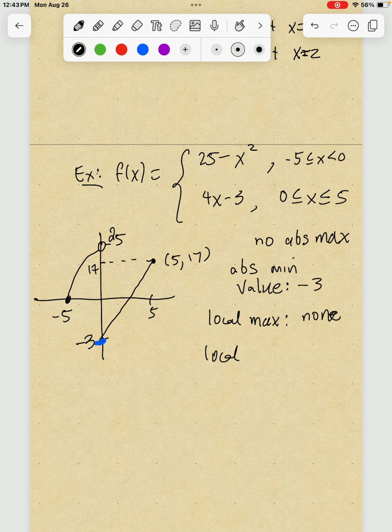And what about local minima? Yes, negative 3 is the local minimum value. Because if you just look slightly to the left and slightly to the right, negative 3 is the smallest y value. Okay, I hope this gives you a good idea of absolute maxima, local maxima, and minima, and the difference, and that you get some practice to quickly see what the absolute maximums are and local maximums.